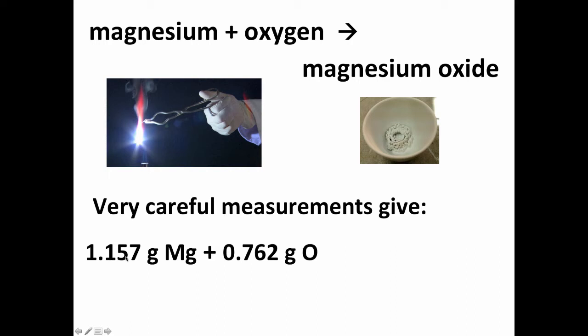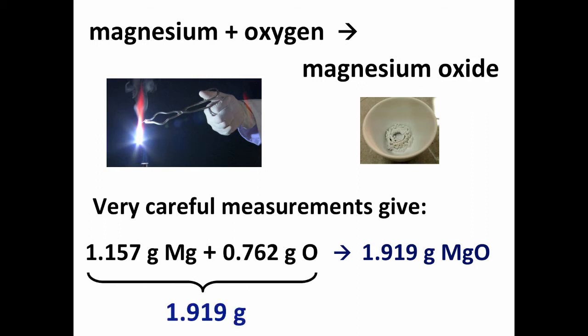If you take a 1.157 gram piece of magnesium and allow it to completely burn, it will react with 0.762 grams of oxygen, and it will produce 1.919 grams of the compound magnesium oxide. Now notice that the total mass of what you started with, the magnesium and the oxygen, is equal to the mass of the magnesium oxide that is formed, the only substance formed in this case.